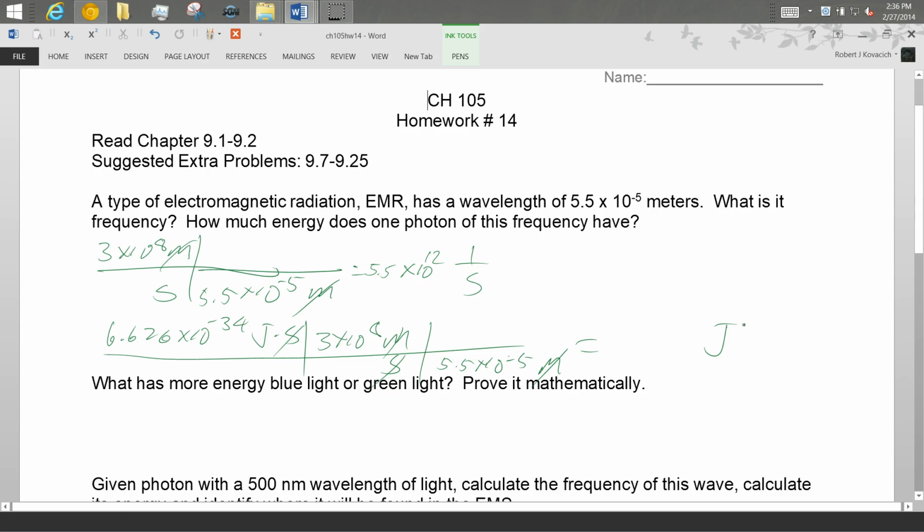And so I've got 6.626E negative 34, and it looks like 3.6 times 10 to the negative 21st joules. We good with that? Couldn't you also just take the 6.626 and multiply it times the frequency? Yeah. Okay. Does anybody have a problem with that?